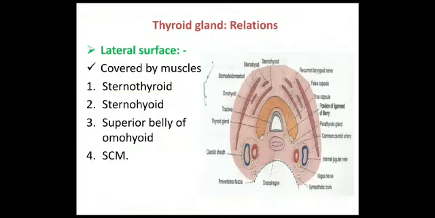Coming to the surfaces, the lateral surface is covered mainly by muscles. The muscles are sternothyroid, sternohyoid, superior belly of omohyoid and sternocleidomastoid. So the lateral surface is mainly covered by the muscles, that is the sternothyroid, sternohyoid, superior belly of omohyoid and the sternocleidomastoid.